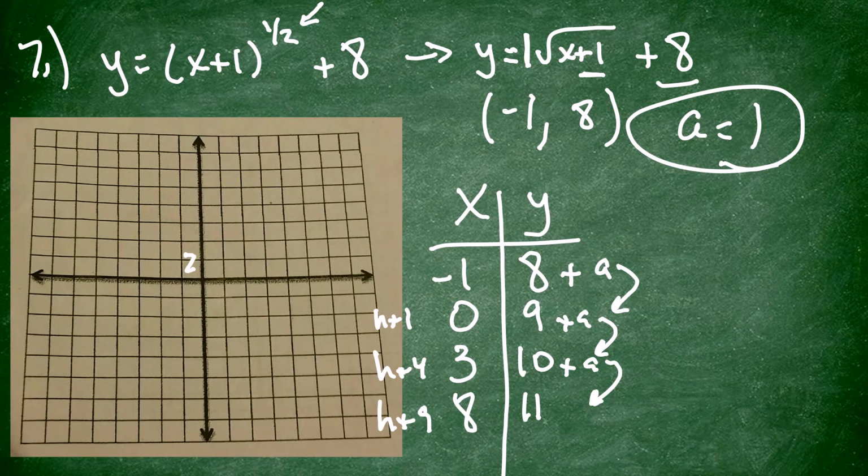I'm going to go by 2's on the y, so 2, 4, 6, 8, 10, 12, etc., and it goes down. So my y's are going by 2. So I have negative 1, positive 8. I have 0, positive 9. I have 3, 10. My x's did not change. And then I have 8, positive 11.